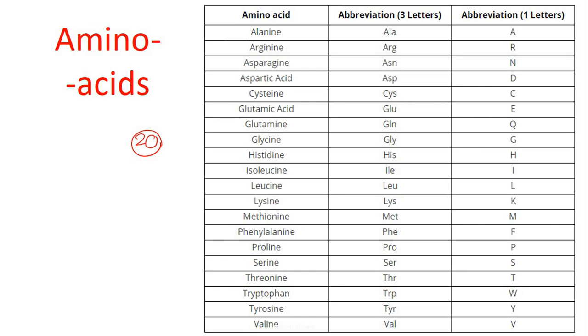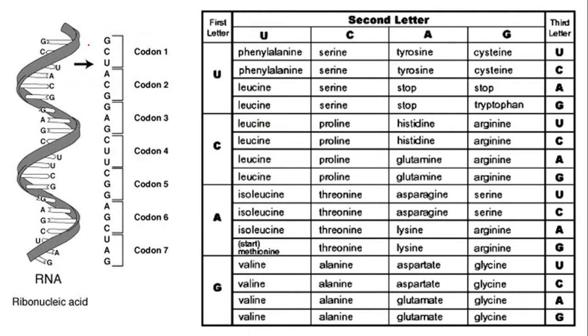Now see how the sequence of amino acids is decided by the RNA codons. See here, the first codon on the RNA is GCU. Now see the table. Here the first letter is G, the second is C, and the third is U. So our first amino acid is alanine, and it can be abbreviated as ALA or just A. Now do the same for the other codons. Don't worry, I have completed the task for you.